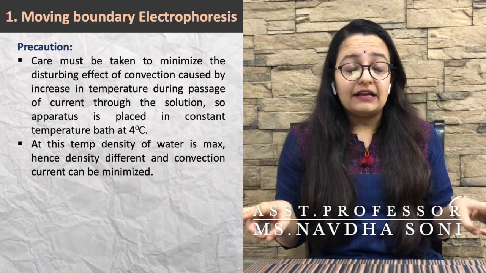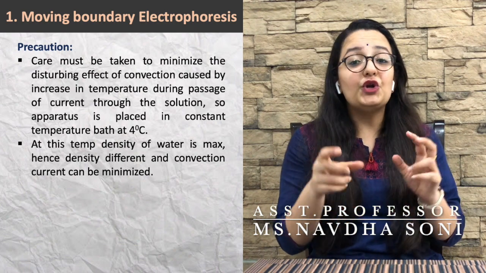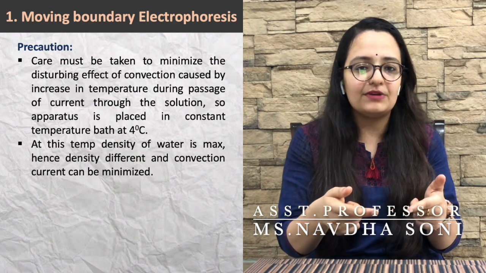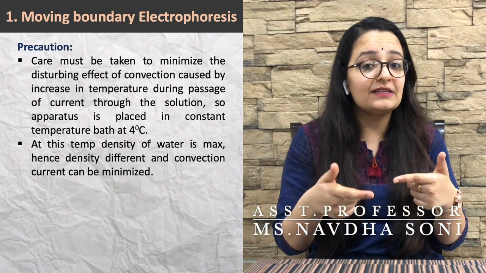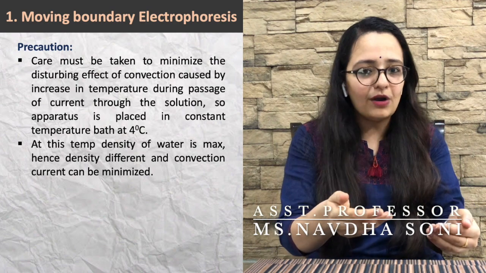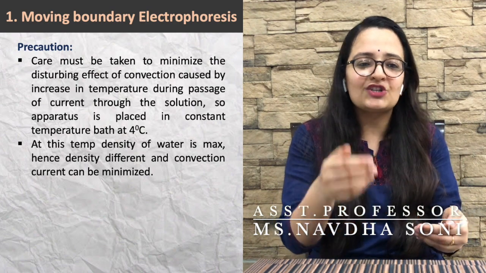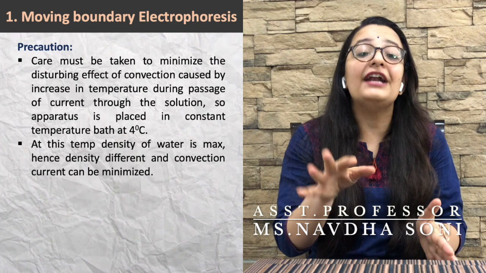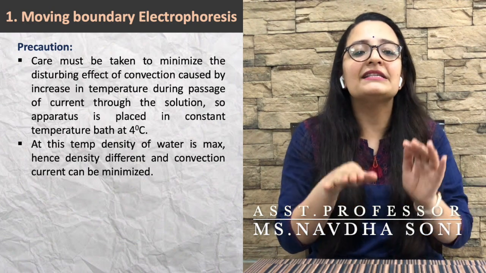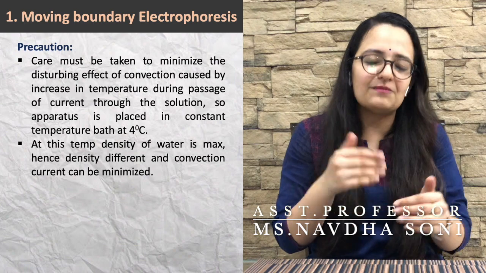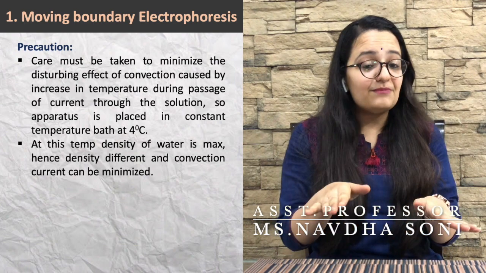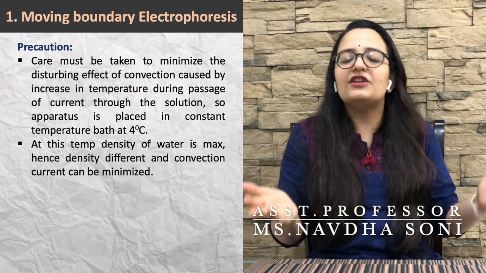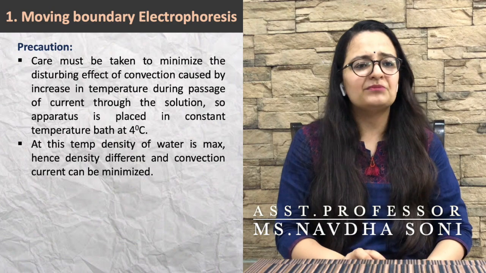Precaution should be taken to minimize the disturbing effect of convection caused by the increase in temperature. Why is temperature increased? Because when we apply voltage, current is passed through the solution, so the apparatus is placed in a temperature bath at 4 degrees Celsius to minimize the effect of convection caused by heating. At this temperature, the density of water is maximum, hence density difference and convection currents can be minimized.